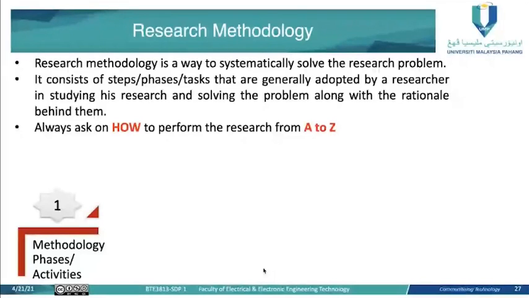For example, in phase 1, we are going to conduct a literature review and identify the problem. In phase 2, we are going to do the design. In phase 3, we are going to do the implementation, whatever. So you need to define clearly what the phases of your research are.